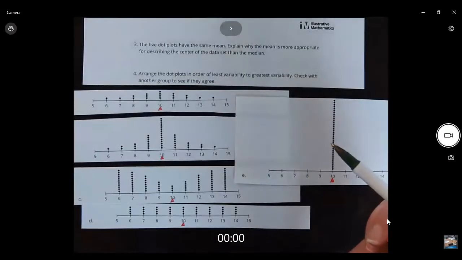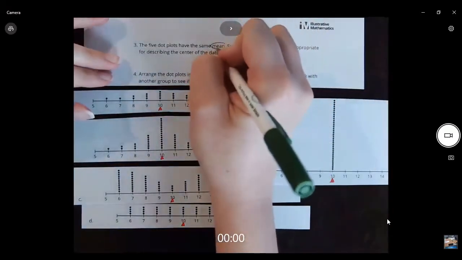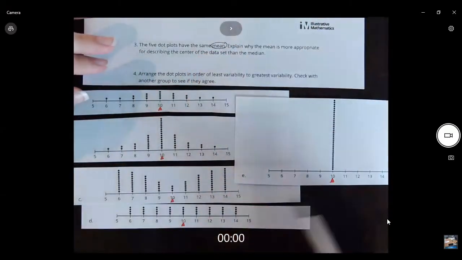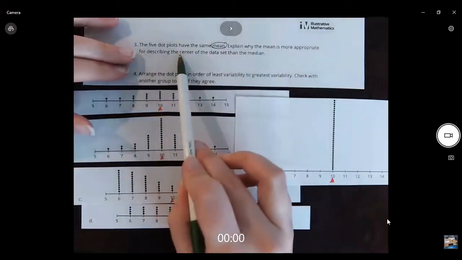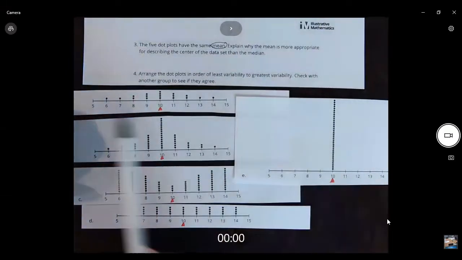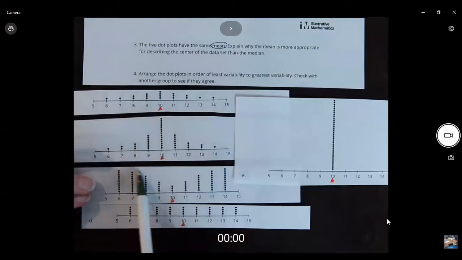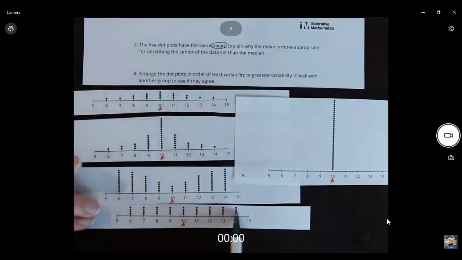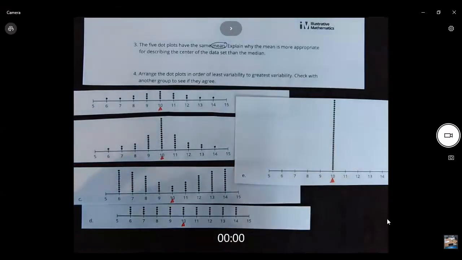So now we're going to look at some dot plots, and these dot plots all have the same mean. I've actually gone through and marked the mean with the triangle here. It says, why is the mean more appropriate for measuring the measure of center than the median in these dot plots? So if you notice, all of these dot plots are symmetric. They're all shaped a little bit different, but they're all symmetric. So that's why the mean, or the average, is the better measure of center to use.